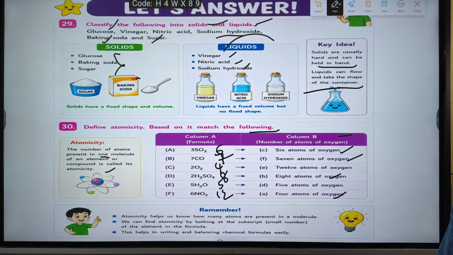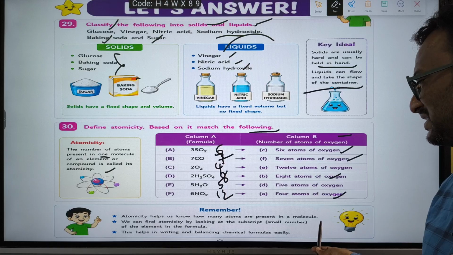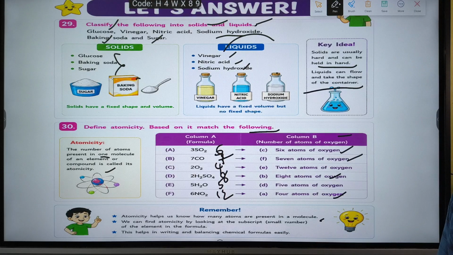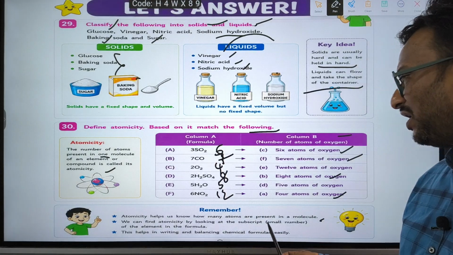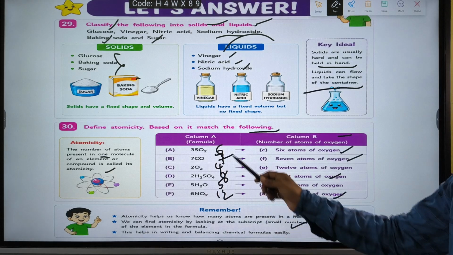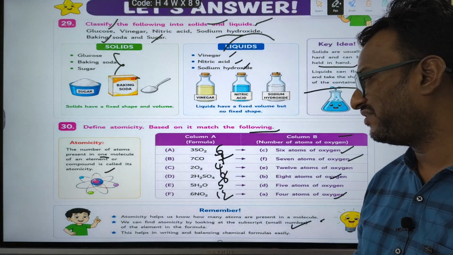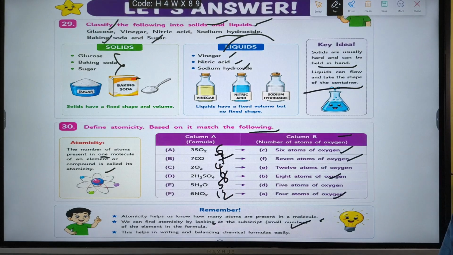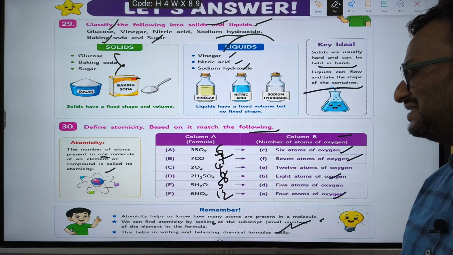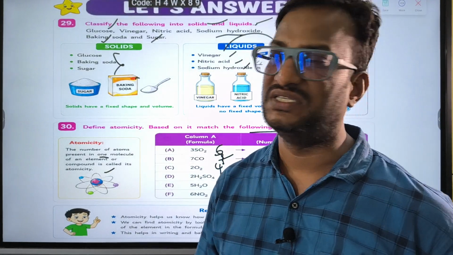Atomicity tells us how many atoms are present in a molecule. We can find atomicity by looking at the subscript, that is the small number of an element in the formula. This helps in writing and balancing chemical equations easily.